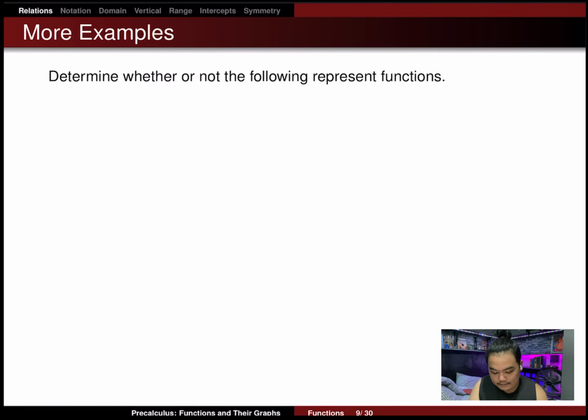Okay, so more examples. Let us determine whether or not the following represent a function. So, for number 1, what is it? I've already written it down. So, for number 1, is this a function? As you can see, there is no x matched to different y's. Okay? So, this is a function, yes.